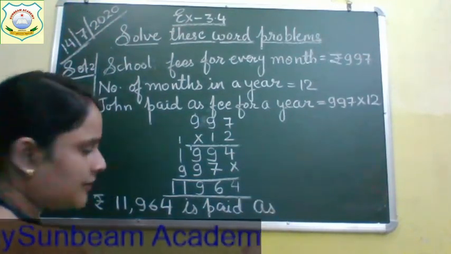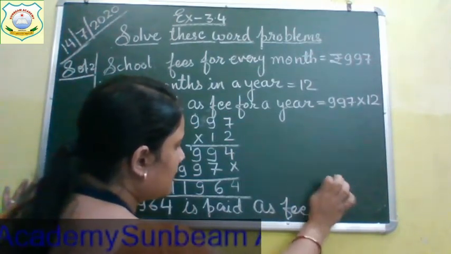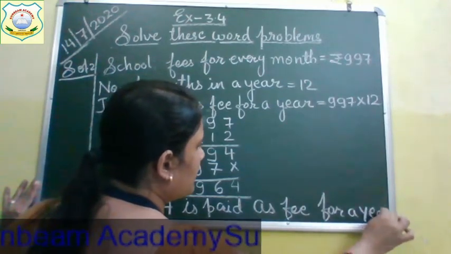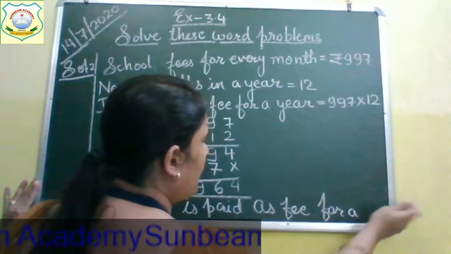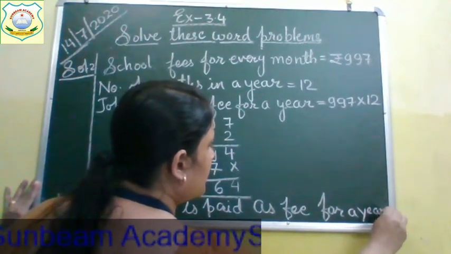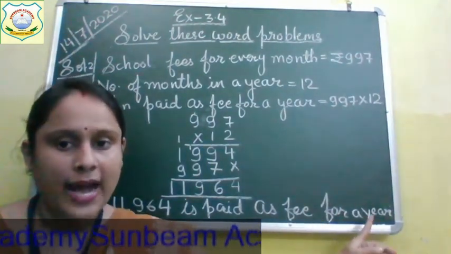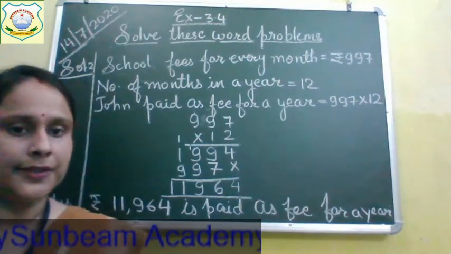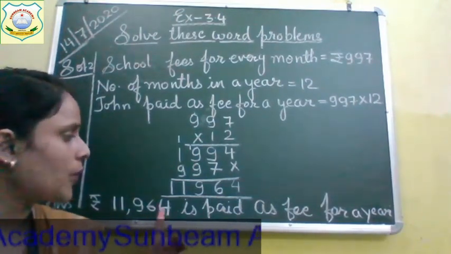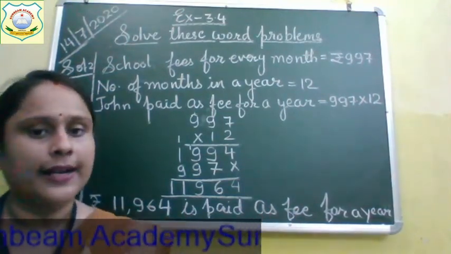as fee for a year. Okay, fee for a year. Is it visible to you? It's Y-E-A-R, year. Rupees 11,964 is paid as fee for a year.